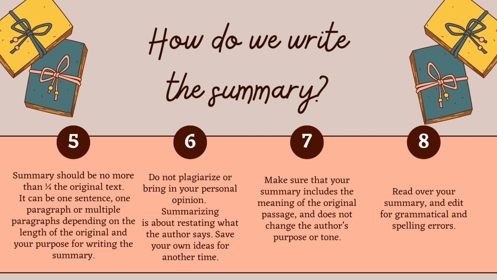Number 5. Summary should be no more than one-fourth of the original text. It can be one sentence, one paragraph, or multiple paragraphs, depending on the length of the original and your purpose for writing the summary. In summarizing, you only need to get the main ideas, important information, necessary details, and the major points. You don't need to include everything. For example, if the text is 2 pages, then when you summarize it, it should be less than 2 pages.